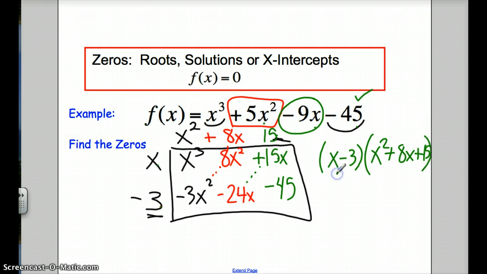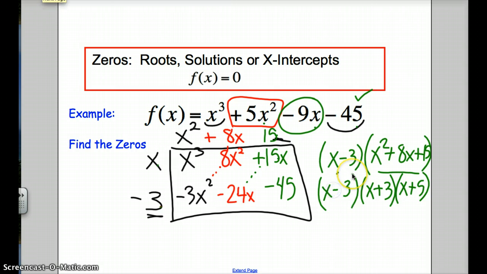Okay, this one's done, but now I need to look at this one and see if I can factor it further. Hopefully you get a little bit quicker at this, but this factors to x plus 3, x plus 5. And once I have my two factors, I can see my three solutions. X equals 3, negative 3, or negative 5. Those are your three zeros, roots, solutions to this cubic function.